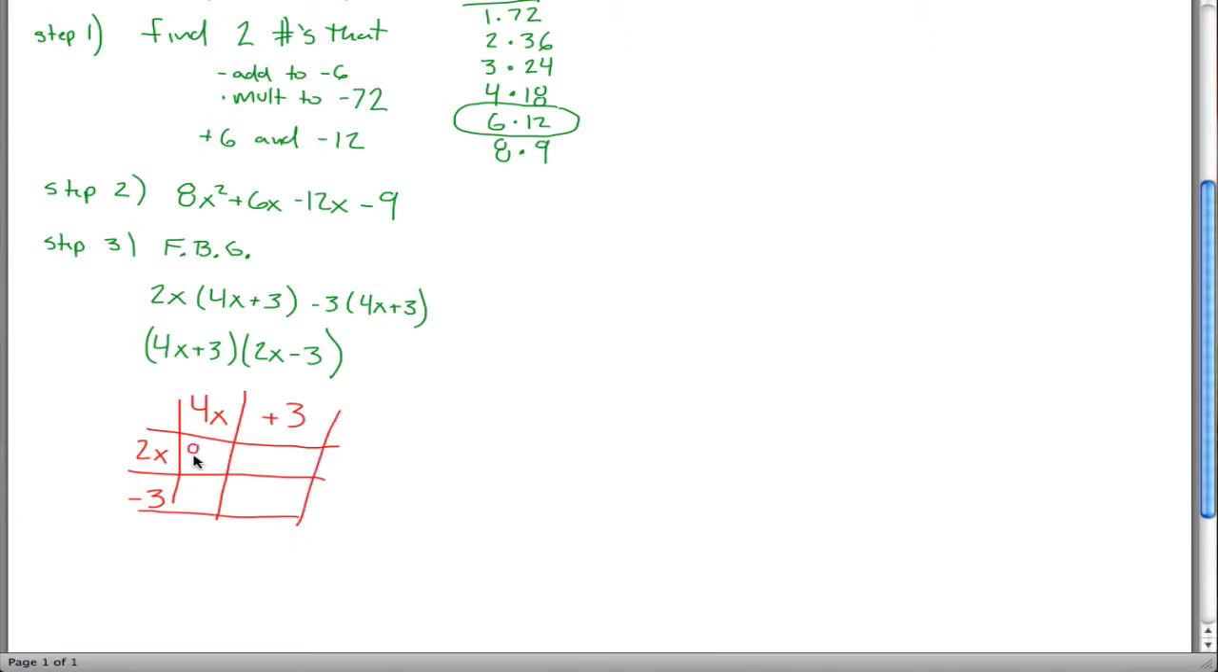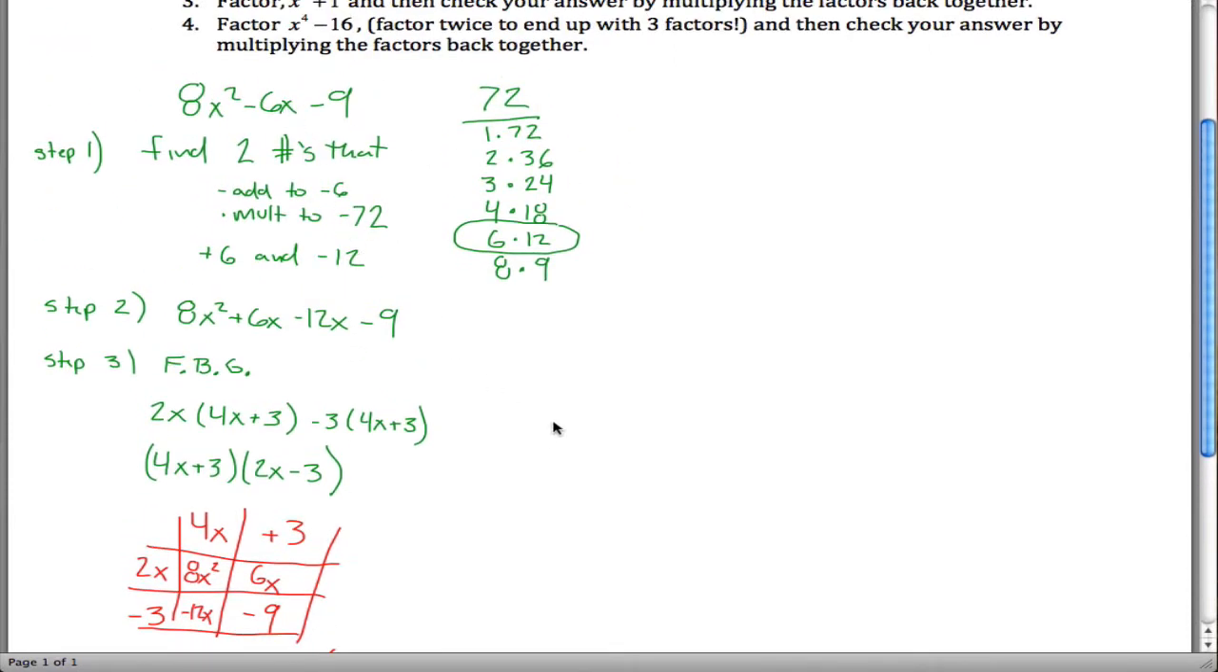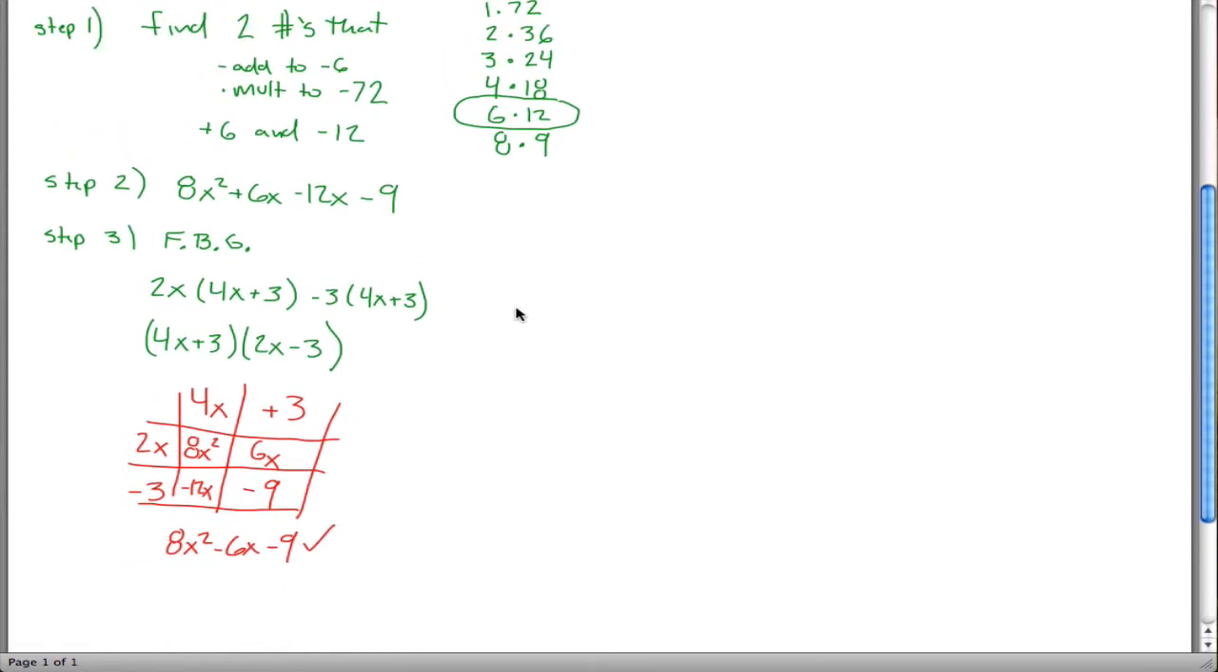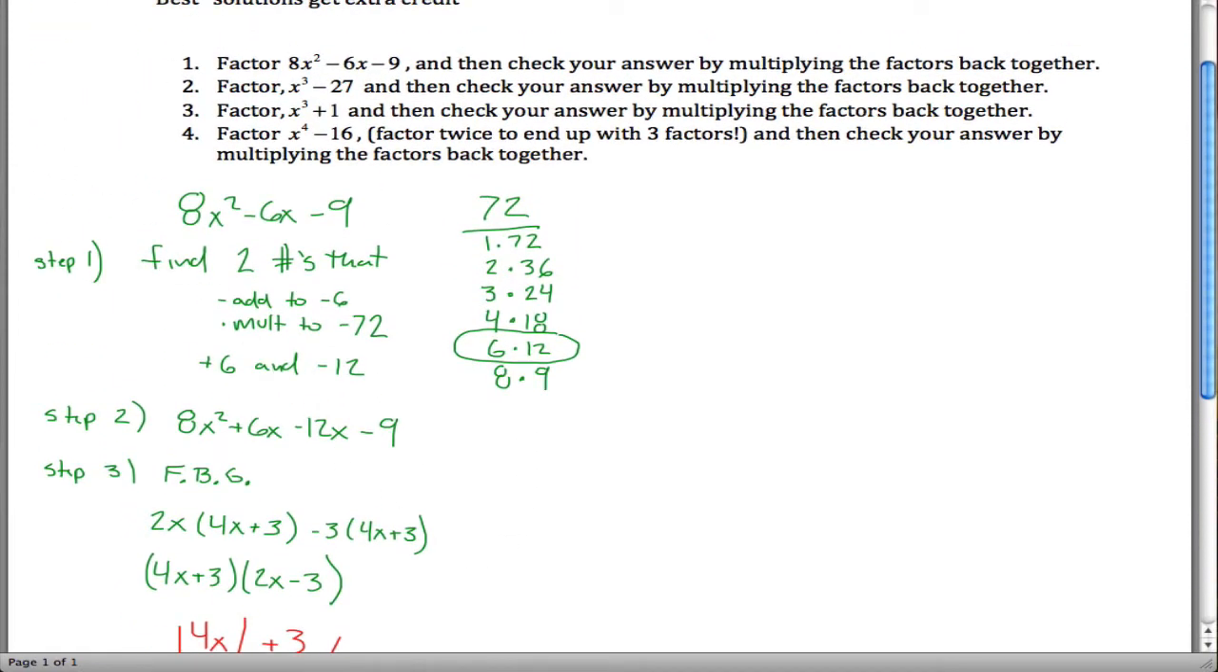4x times 2x is 8x squared. 2x times 3 is 6x. 4x times negative 3 is negative 12x. Negative 3 times positive 3 is negative 9. We get 8x squared minus 6x minus 9, which sure enough is what we wanted to get if you go all the way back to the start. Whew, all right. All that just to do the first one. Although I think the first one's the worst.